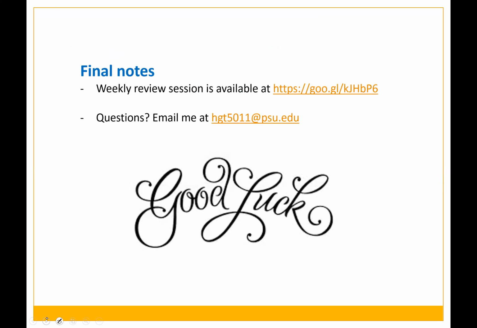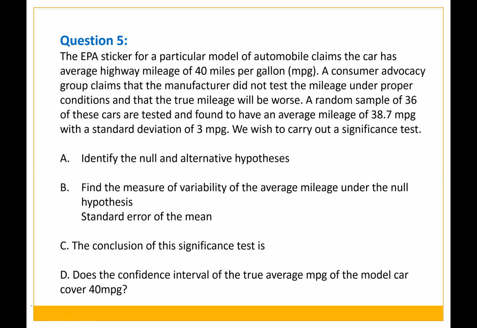And now is question 5, which is also our last question for this course. The EPA sticker for a particular model of automobile claims the car has average highway mileage of 40 miles per gallon, or mpg. A consumer advocacy group claims that the manufacturer did not test the mileage under proper conditions and that the true mileage will be worse. So our null hypothesis is that the average mu equals 40 mpg. And HA, the alternative hypothesis, is going to be worse than 40, which is mu smaller than 40.